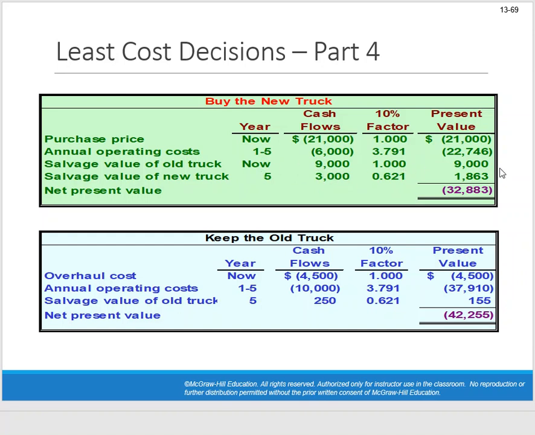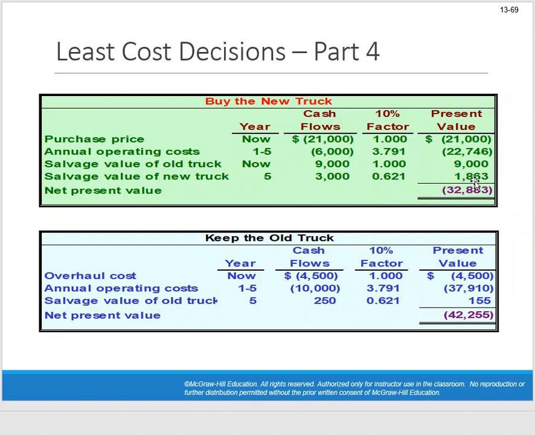So 9,000 now is 9,000, and then our salvage value of the new truck at the end of year 5, we can salvage it, we think, for 3,000, which again we have to discount back to today's dollars, so this happens one time. So we go to the first table, row 5, 10% column is 0.621, so that's worth $1,863 in today's dollars. So we add all that up, we've got negative $32,883.